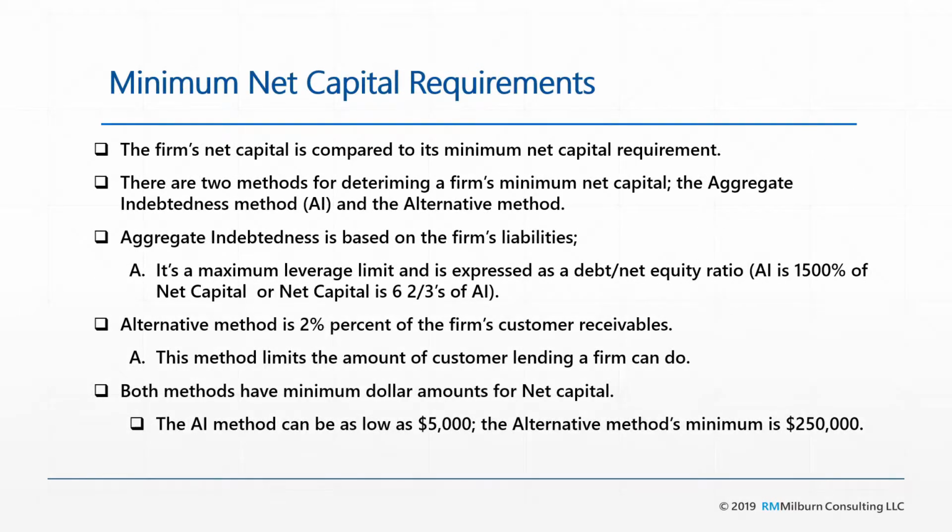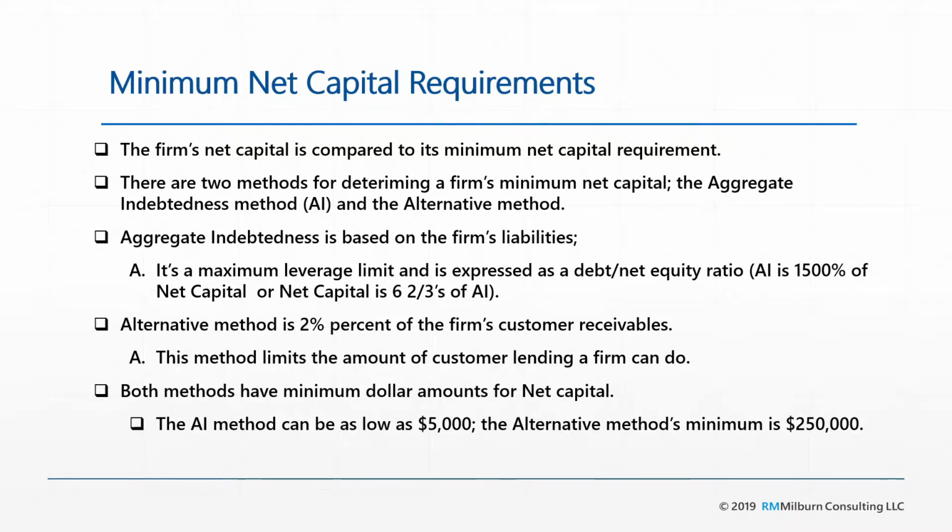There are two methods for determining a firm's minimum net capital: the aggregate indebtedness method, or AI, and the alternative method. The aggregate indebtedness method is expressed as a maximum leverage limit, where the maximum aggregate indebtedness is expressed as 1,500% of net capital, or conversely, minimum net capital can be expressed as 6 2/3% of AI.